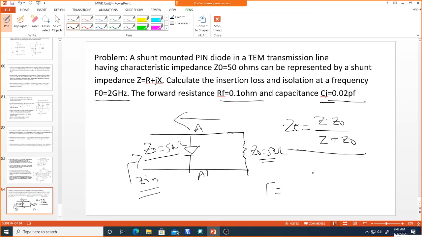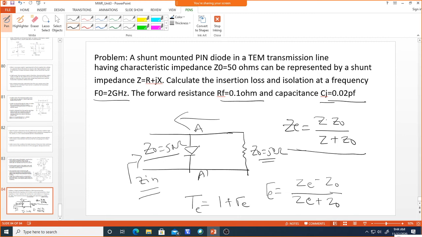Now how can we calculate the reflection, gamma E, using this impedance? We can use ZE minus Z0 divided by ZE plus Z0. So this is the reflection coefficient which is coming from the load to the input side. Now by using this gamma E we can calculate the transmission coefficient, that is 1 plus gamma E.